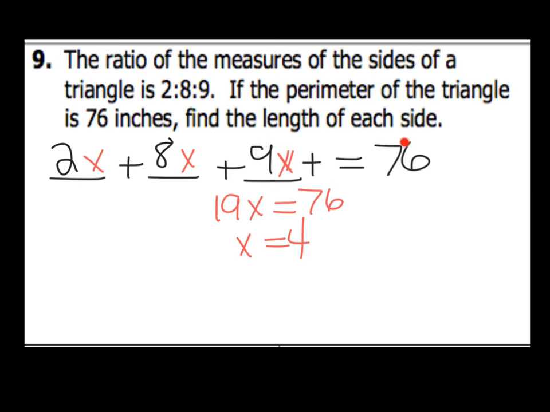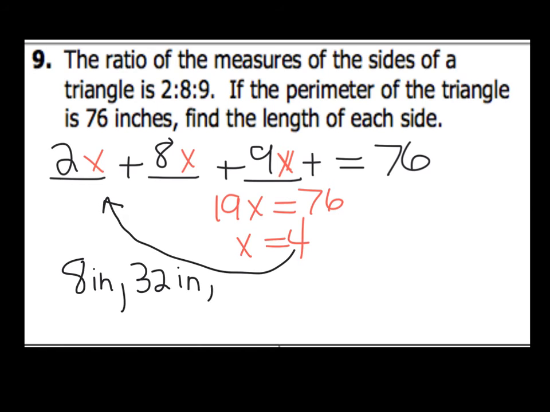It says find the length of each side. So we have to go back and plug this in. One side is 2 times 4, so one side is 8 inches. The next side is 8 times 4, which is 32 inches. And the last side is 9 times 4, which is 36 inches. And it adds up to 76 inches.